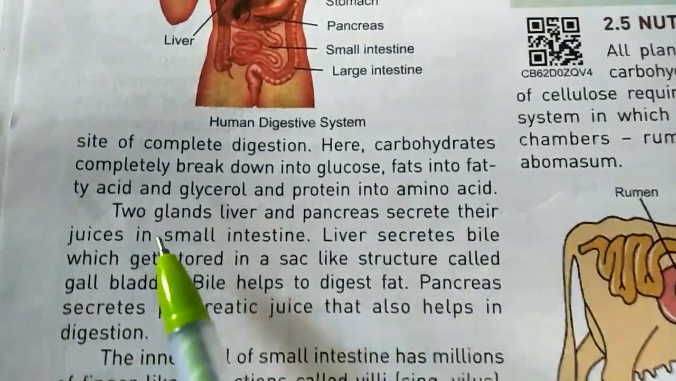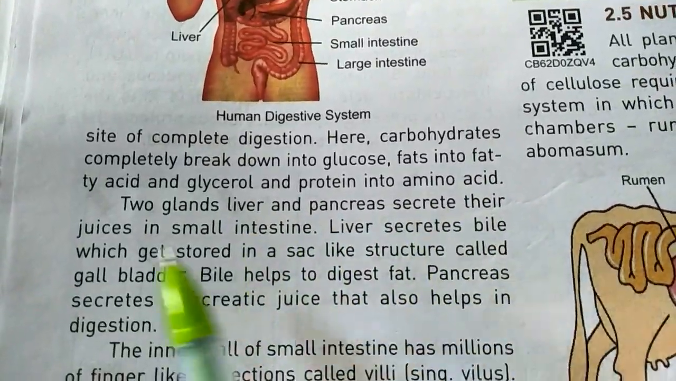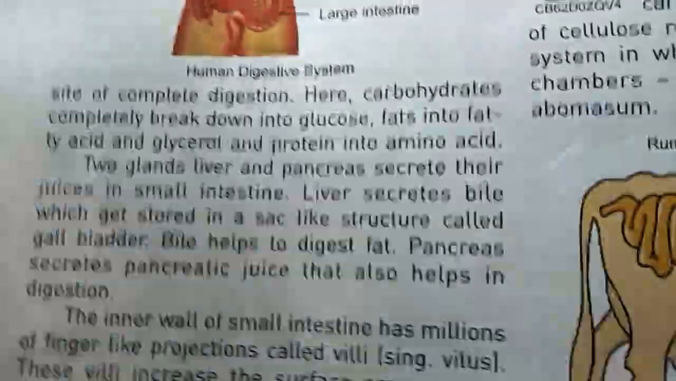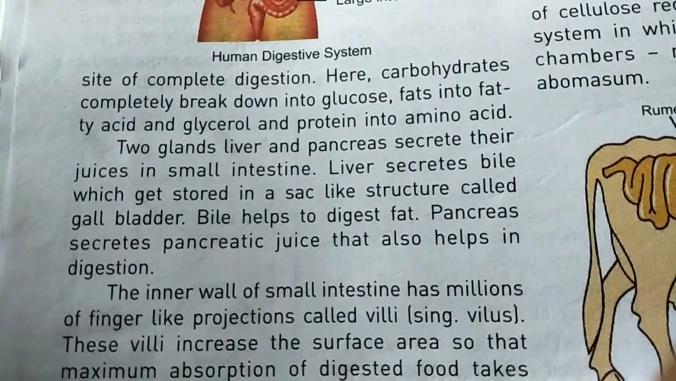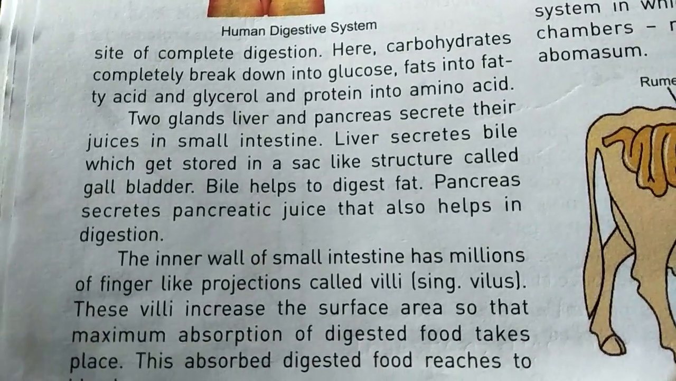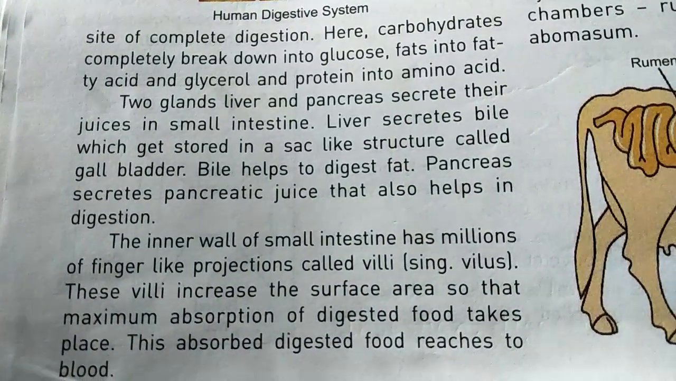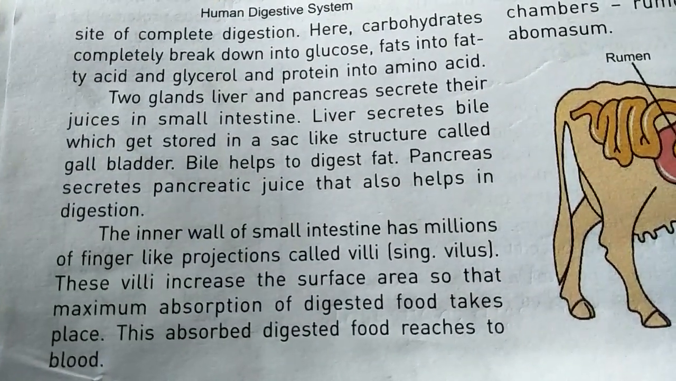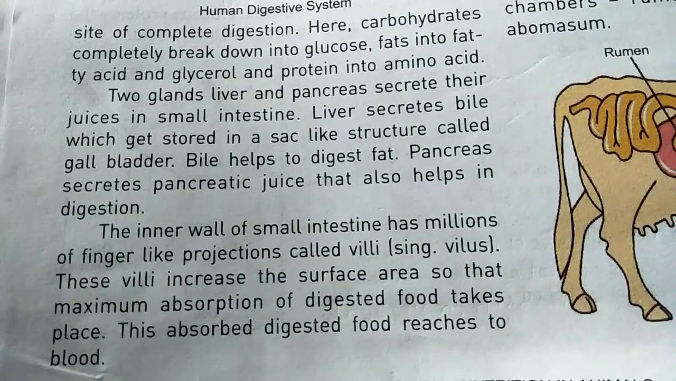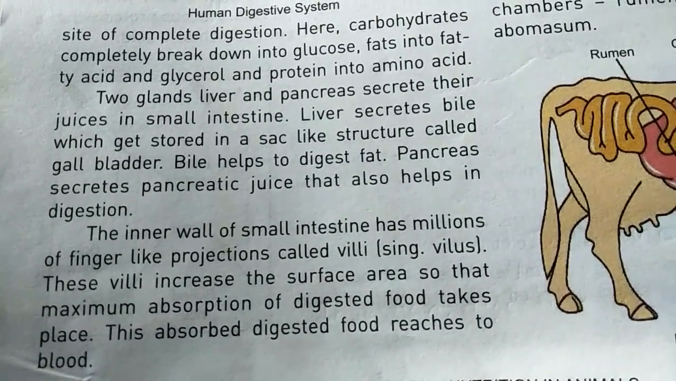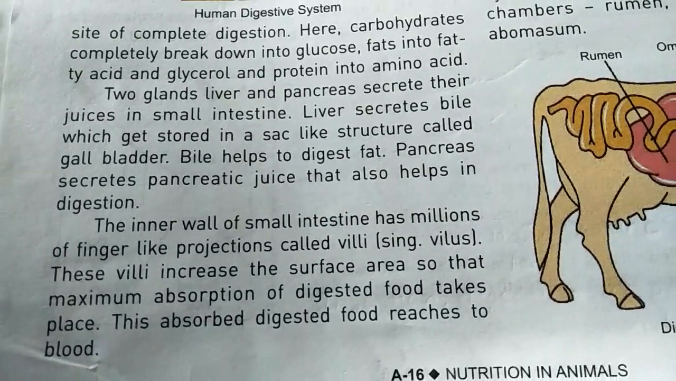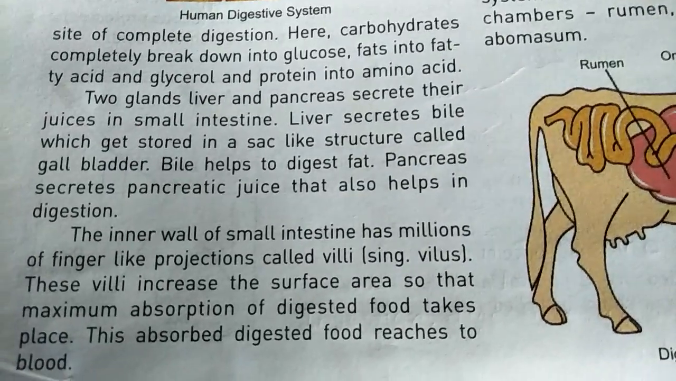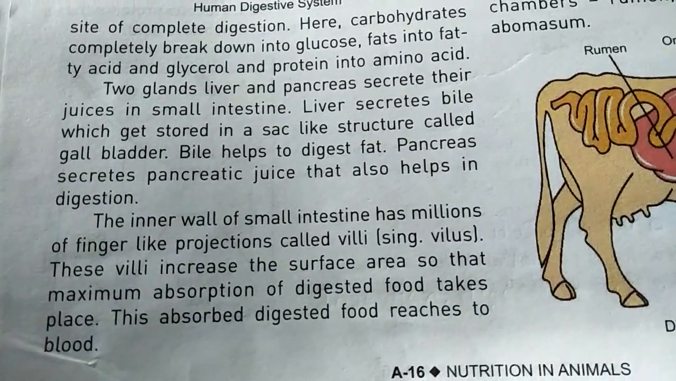start digestion here. Two glands, liver and pancreas, secrete their juices in the small intestine. Liver secretes bile, which gets stored in a sac-like structure called the gallbladder. So the gallbladder is a place where the bile juice secreted by the liver accumulates, and bile helps to digest fat. Generally, the bile salts secreted from the liver are used to digest fat.